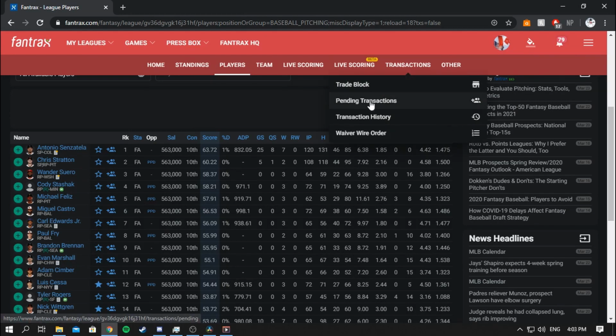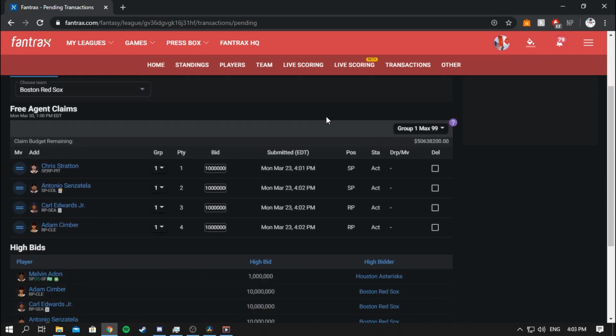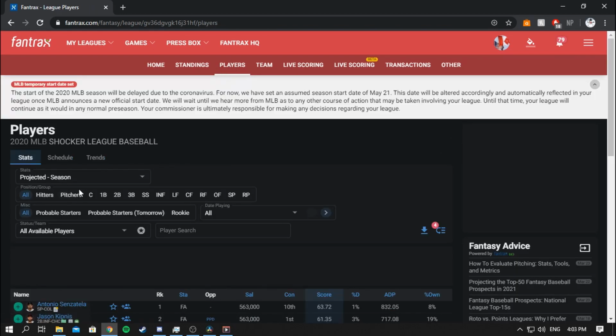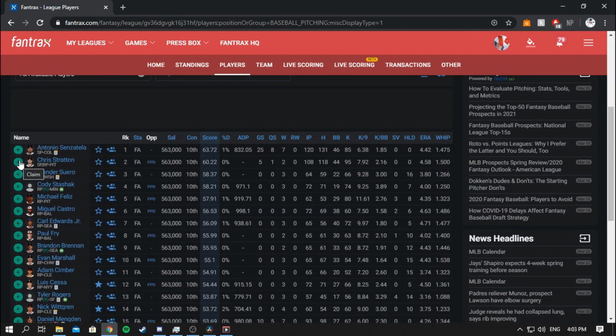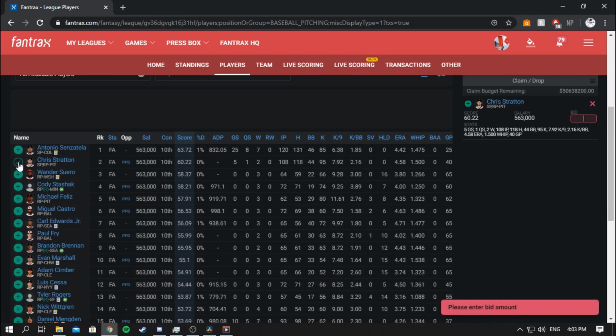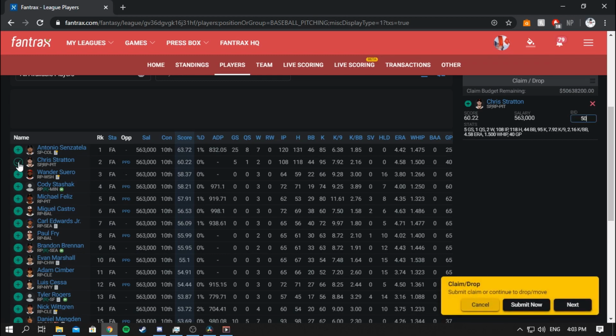Okay, so let's go to the pending transaction screen, just to see what that looks like. So I have 4 pitchers I'm aiming for: Stratton, Senzatella, Edwards, and Simber. And in our league, this would say $10 million. So now, what I want to do is go back to the player screen, filter by pitchers again, and do the same guys, but I'm going to do $5 this time. So $5 million in this league.